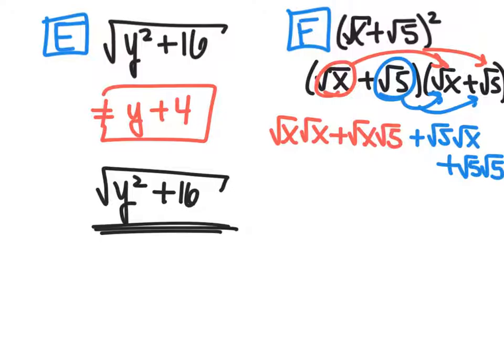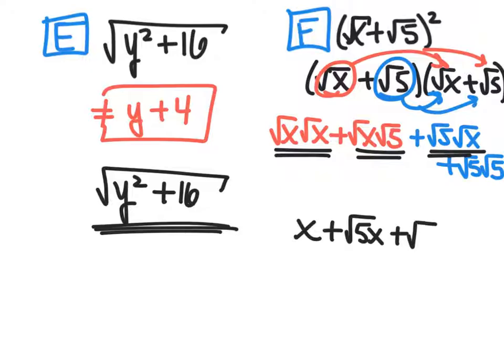Most of you got to that point. This is just x. The next piece is square root of 5x. That's this piece. The next piece is square root of 5x. So I'm using the product rule there to get them all inside the square root. And the final piece ends up being 5.